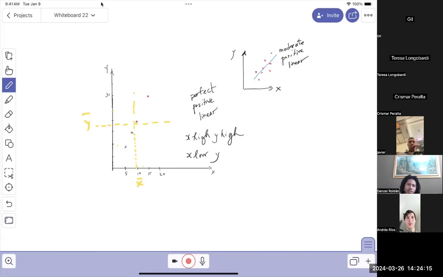When X is low, where's Y? Y is low. What does it mean? It means that X is reinforced by Y. Whatever X does in relation to its relative measure, Y does the same. That's a positive relationship. If X is low, Y is low. If X is high, Y is high. How do I define high and low? Relative to their means.